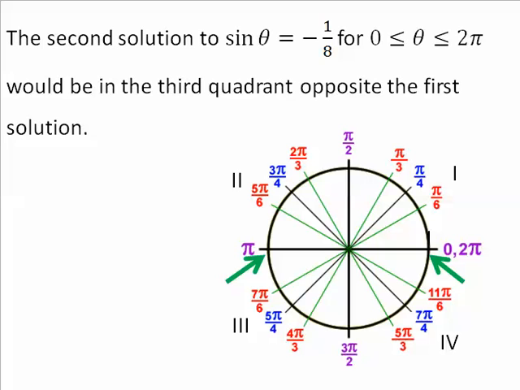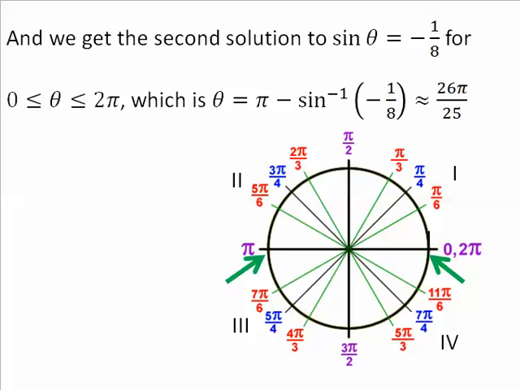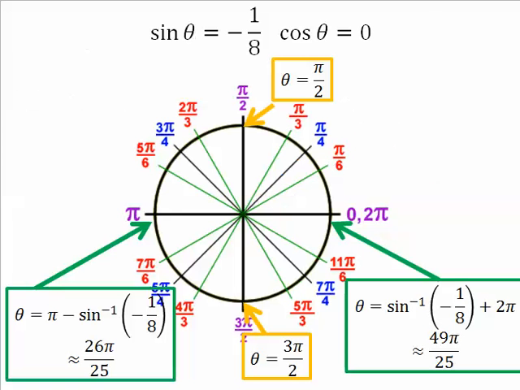The second solution will be opposite the first solution, and it will be sitting in the 3rd quadrant. And how you find that is you take that angle inverse sine and make it negative, which is finding its absolute value, and you add pi. And so our second solution is going to be pi minus the inverse sine, which is about 26 pi over 25. And so these are our 4 solutions.